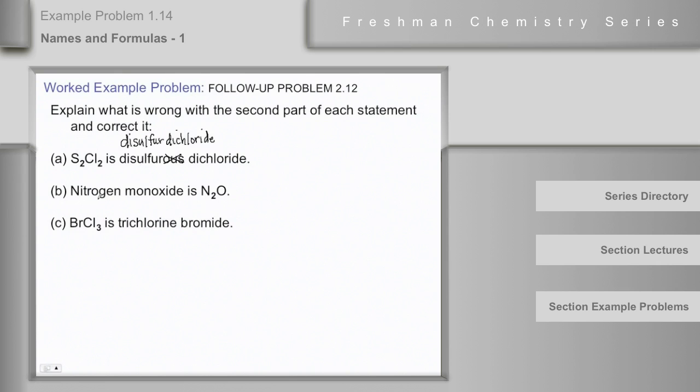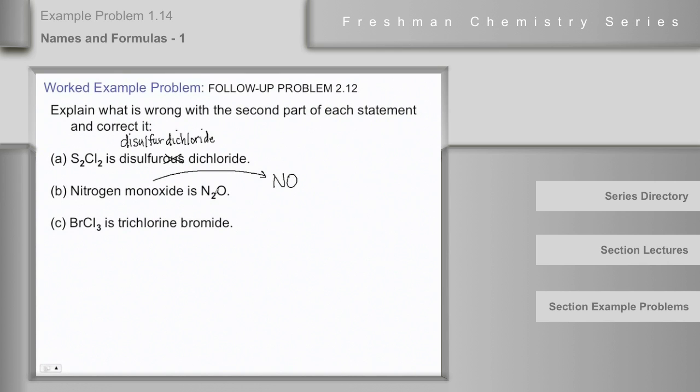Now here, in example 2, the name is nitrogen monoxide. And of course that would suggest 1 nitrogen and 1 oxygen. If there's no prefix, we assume that it means 1. Now nitrogen monoxide then ought to have a formula of NO, 1 nitrogen, 1 oxygen.